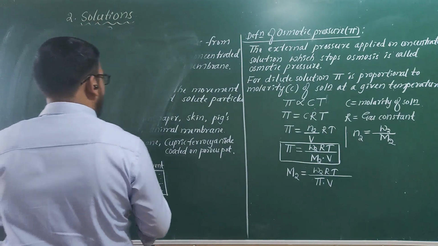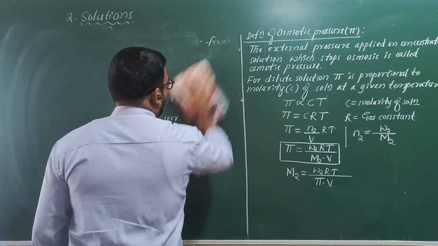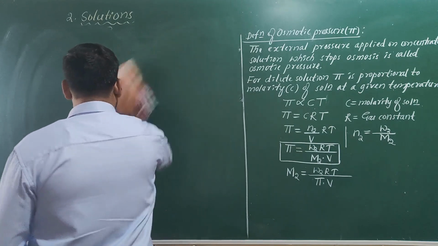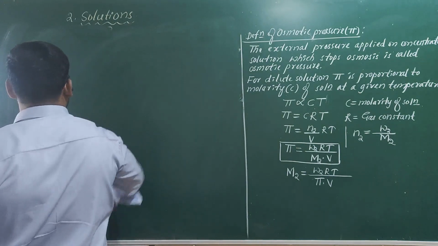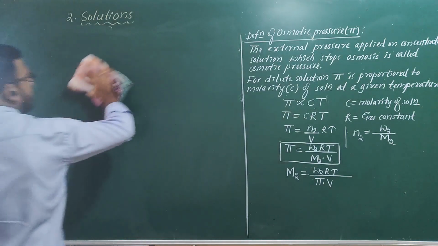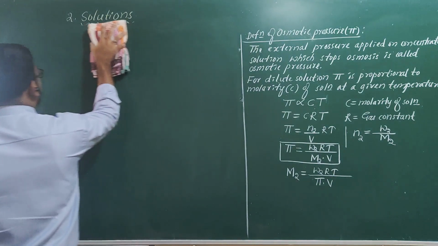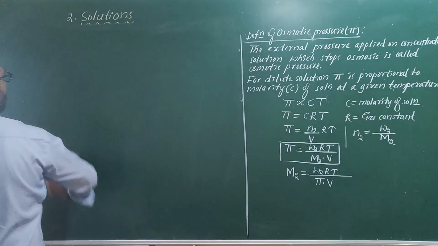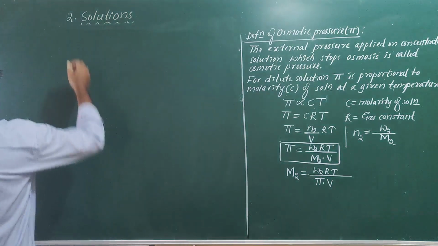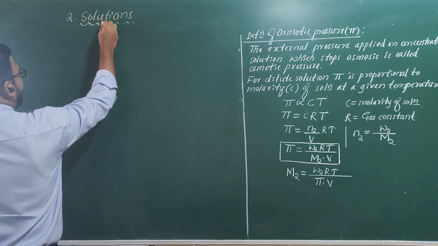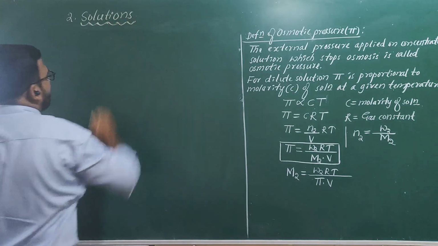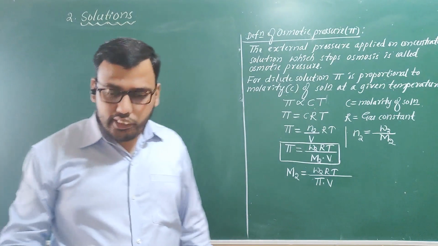Dear students, remember that there are 4 colligative properties. Among these 4 colligative properties, definitely you will get a 3-mark problem based on calculation of molar mass of solute, that means to calculate the M2 value. So now here is a problem.